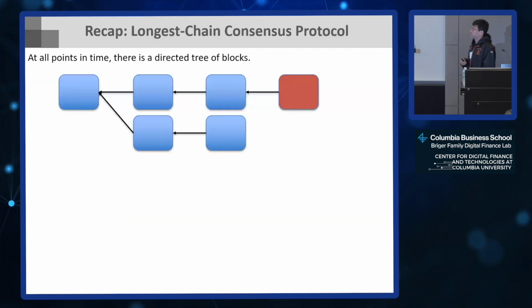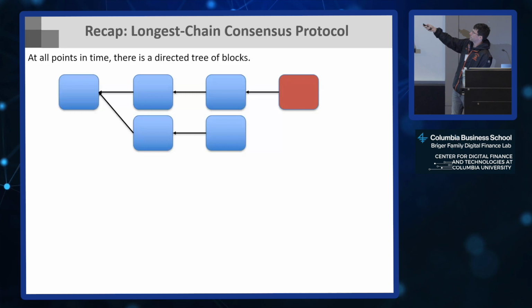Okay, so probably everyone has seen some picture that looks like this. So this is a blockchain. These are blocks. Every block points to something previously.